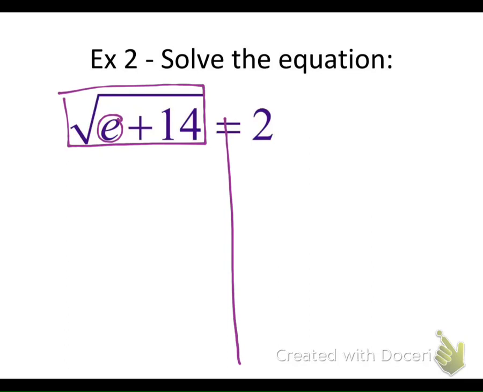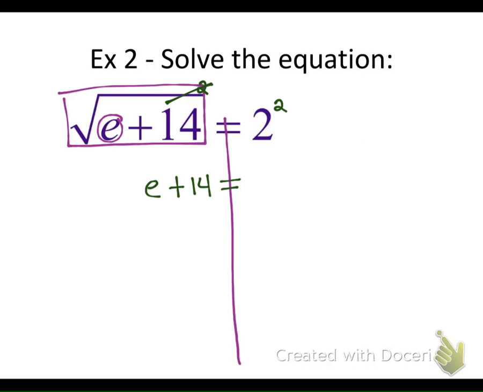Now, in this particular example, the square root is by itself. There's nothing outside of that box, so I can move on to step 2. Step 2 says get rid of the square root sign, and you do that by squaring each side of our line of equality. So I'm going to put a square and a square. Because square and square root cancel each other out, that square cancels that square root sign, which means it gets rid of it. So on my left side, I can just bring down the e plus 14. Then on my right side, I have to simplify 2 squared.